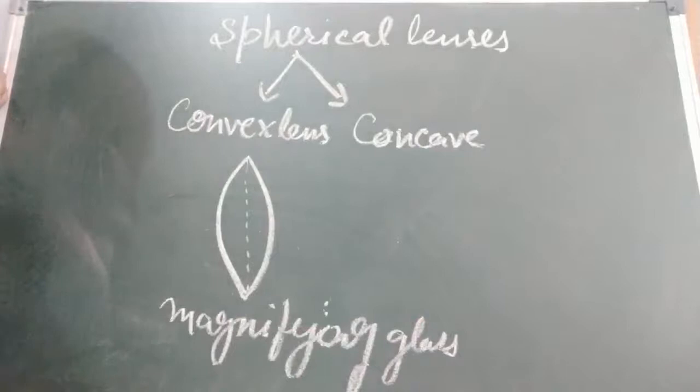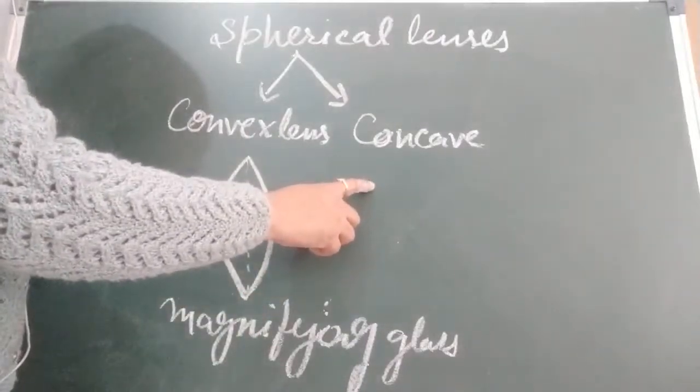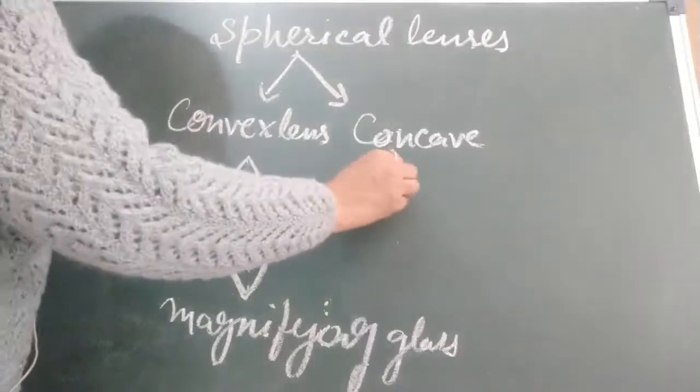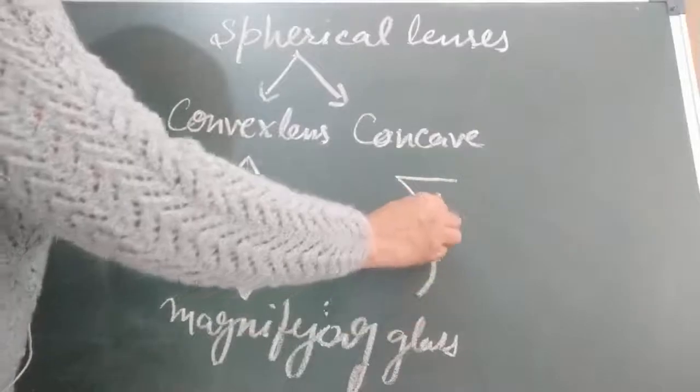And you have seen convex lenses in spectacles also and in the reading glasses, as spectacles are also called reading glasses. What is a concave lens? A concave lens is a lens that is thinner in the middle.